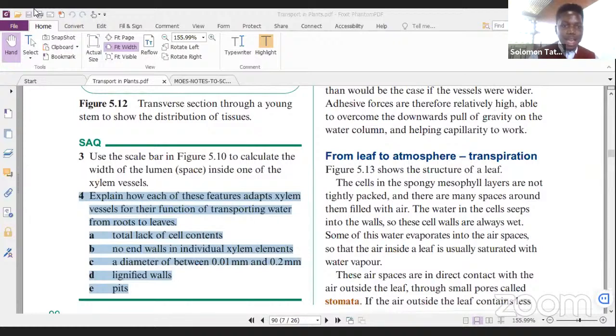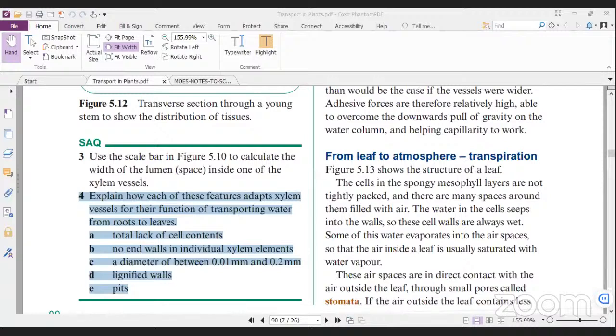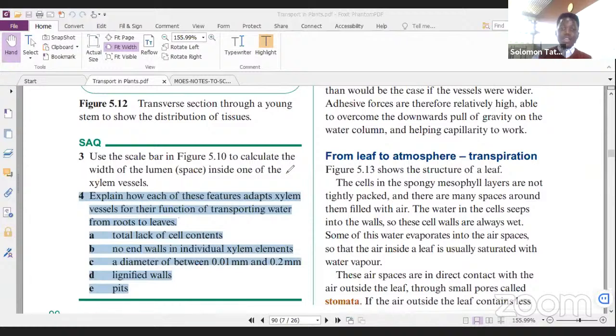So good job. Another one, no end walls in individual xylem elements. How does that facilitate the function of the xylem? There are no end walls, so the xylem elements are connected end to end. Why? How does that facilitate the function of the xylem?